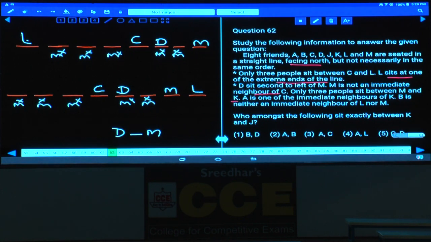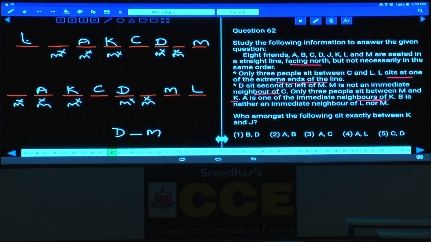How many people in between M and K? There are 3 people, hence K will be here. Only 3 people between M and K, K must be at this place. A is one of the immediate neighbors of K. As A is one of the immediate neighbors of K, A is here, here also A is here. A is one of the immediate neighbors of K. B is neither an immediate neighbor of L nor M.